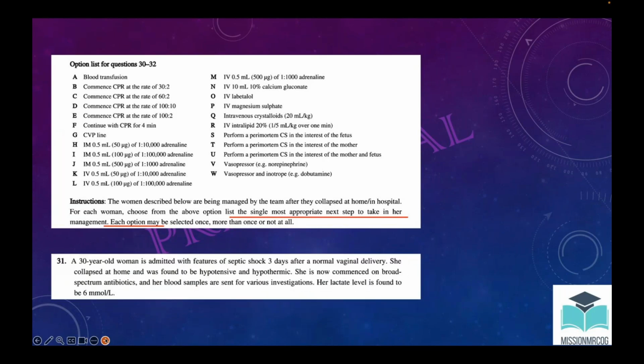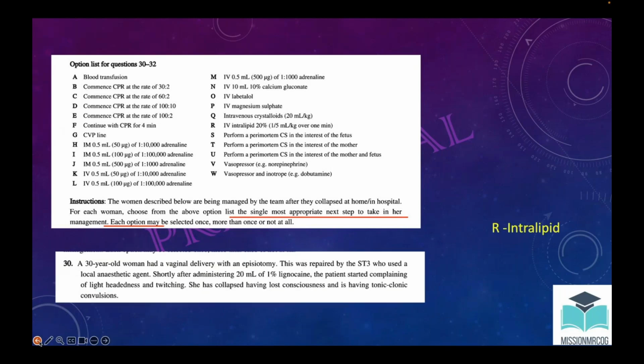Ma'am, sorry to interrupt, but here it's asking the most appropriate next step. So will we do CPR or Intralipid? Ideally it should be the next step. See, the next step would always be, if the patient has lost consciousness, ABC only, and after that you will do the appropriate thing. But ABC is not in the options. Okay.